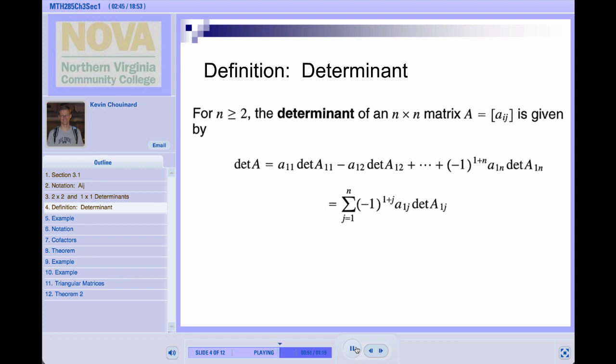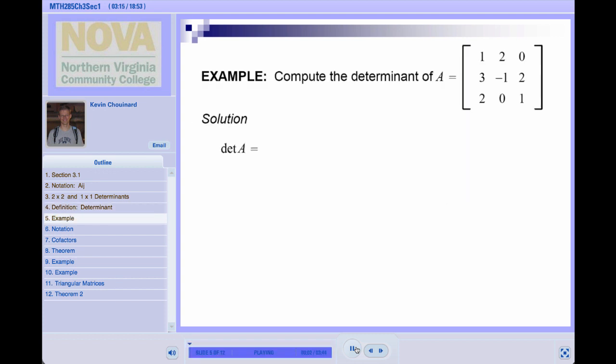But then that last entry will be of the form little a sub 1n times the determinant of the submatrix big A sub 1n. And we can write it in sigma notation as the sum as j goes from 1 to n of negative 1 to the power 1 plus j times little a sub 1j times the determinant of the submatrix big A sub 1j. This definition of determinant will of course make the best sense after we've looked at an example, because it's a pretty tough definition, but I think once we work a couple of examples, it'll be second nature. So let's take a look at this.